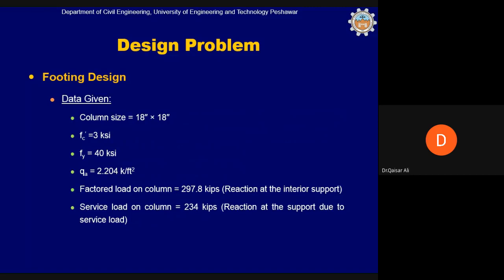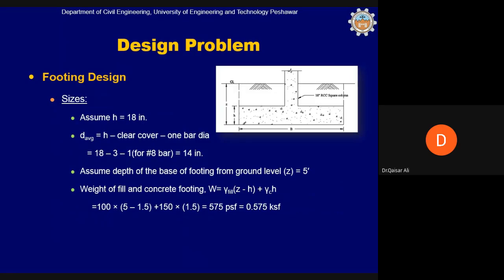Next is the design of footing. We designed a footing in the previous lecture. We can design this once again without any problem. Factored load on the column and then service load on the column. If you remember in the last slide, we calculated this. This is the net bearing capacity. Weight of the fill, because it is 5 feet below the ground. And the footing depth initially assumed is 18 inch or 1.5 feet.